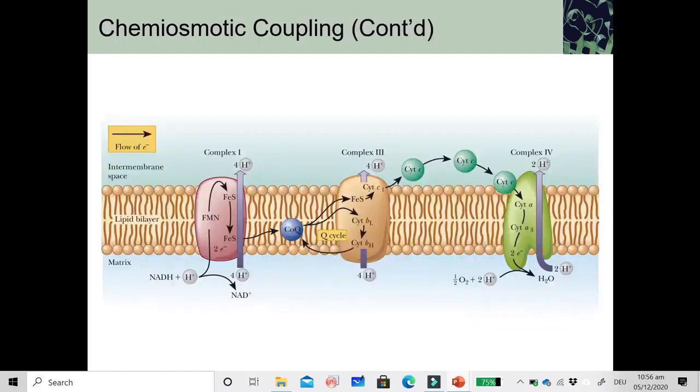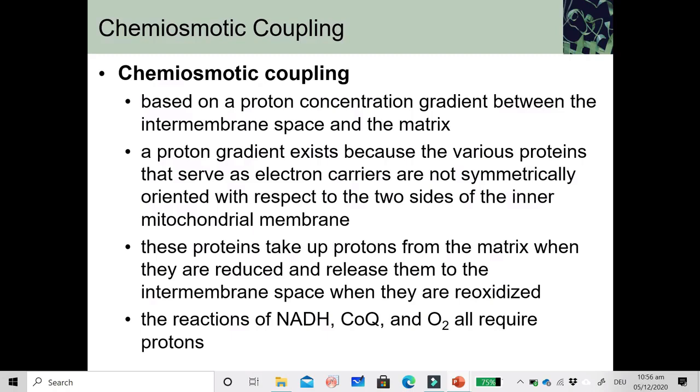Now, the chemiosmotic coupling, I've been alluding to this already, I'm sounding like a broken record, right? The chemiosmotic coupling is based on the proton concentration gradient between the intermembrane space and the matrix. A proton gradient exists because the various proteins that serve as electron carriers are not symmetrically oriented with respect to the two sides of the inner mitochondrial membrane, and this leads to the transport of hydrogen ions from the matrix to the intermembrane space. These proteins take up protons from the matrix when they are reduced and release them to the intermembrane space when they are reoxidized.